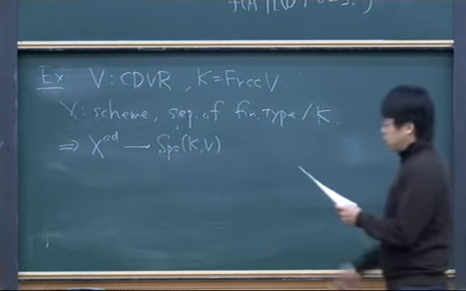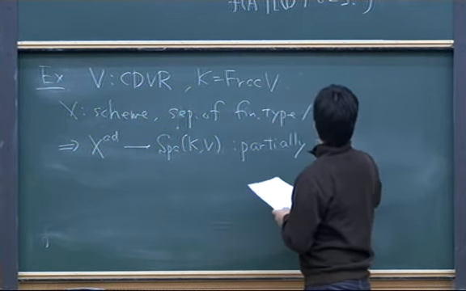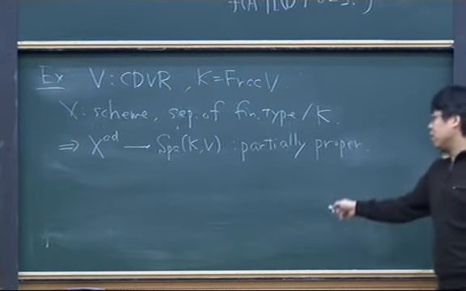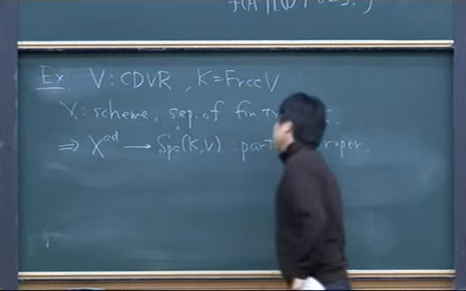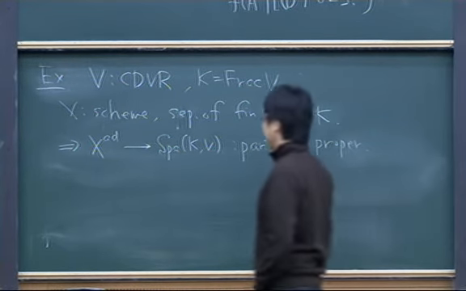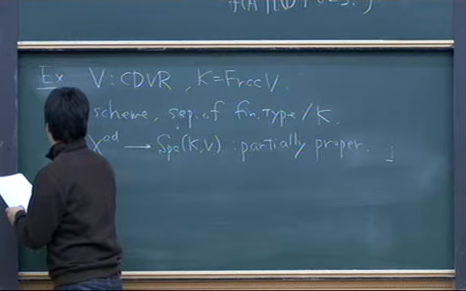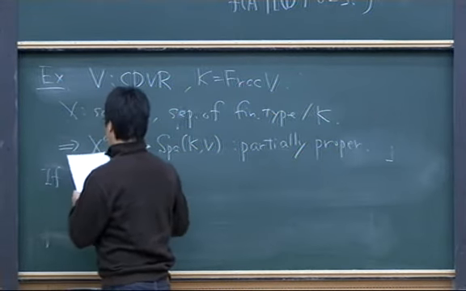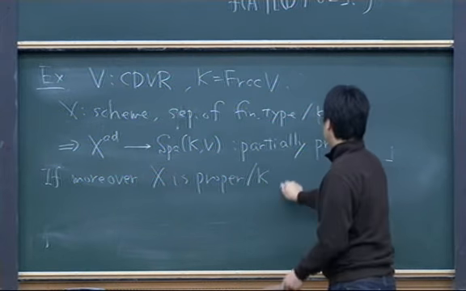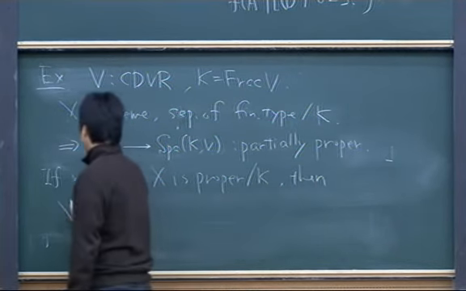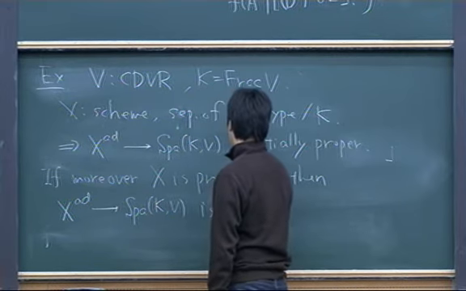And this is actually partially proper. So A^1 is partially proper over K. It is of course not proper in the world of schemes or in the world of adic spaces, but it is partially proper. And if moreover X is proper over K as schemes, then it induces a morphism X^ad to Spa(K,V) that is proper. This is very natural.